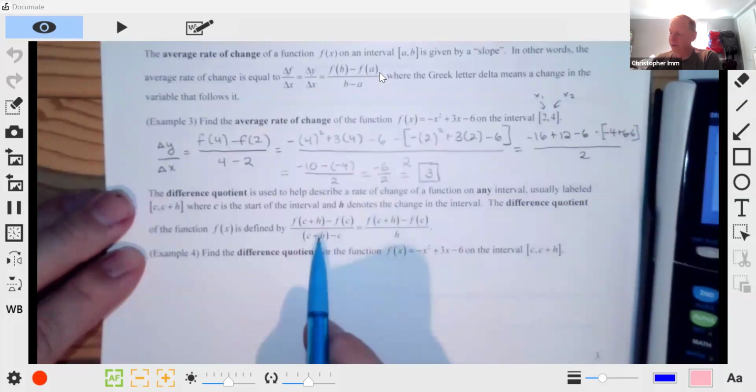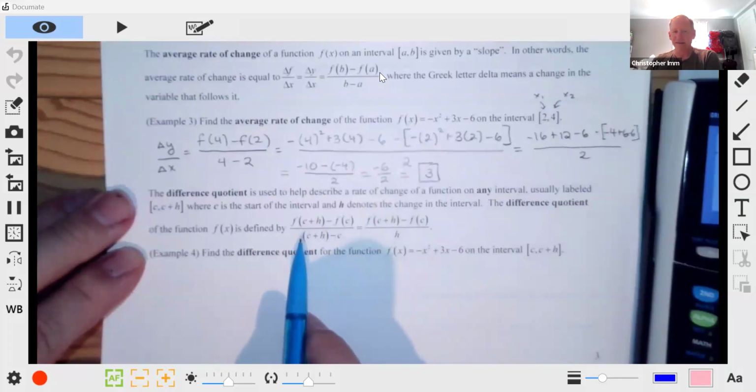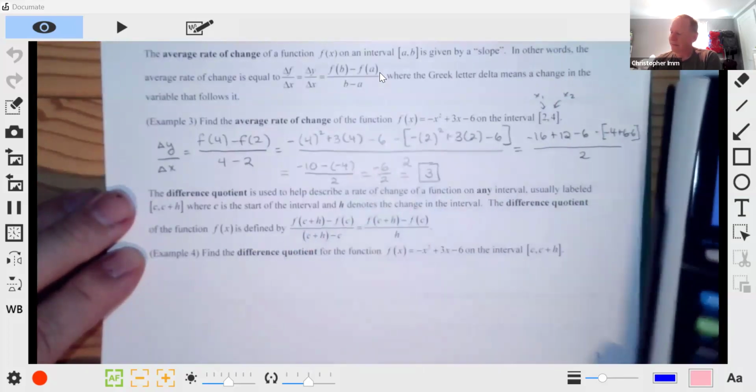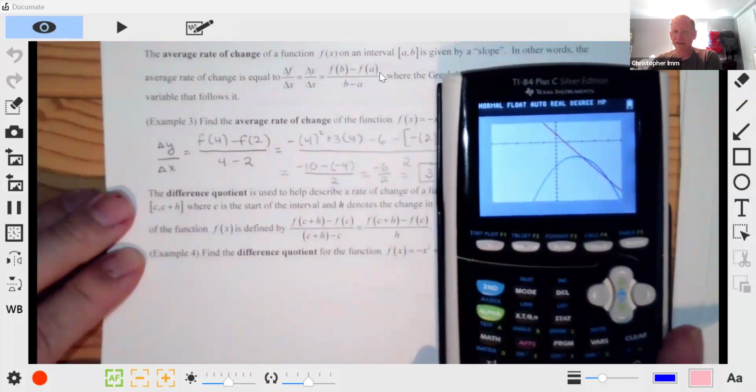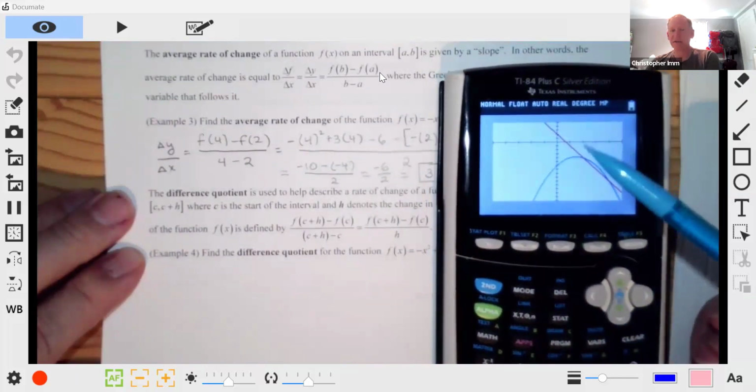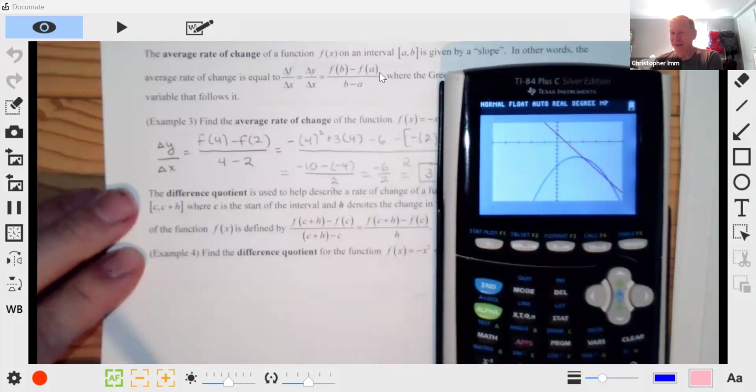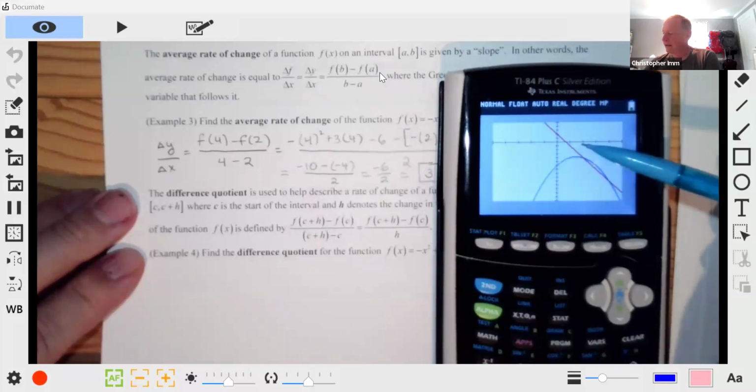And to do that, we're going to be using this formula. So what we're really going to be doing is, if you look at this graph, now I know that this is a little less intuitive, but we're going to be looking at a point C. So C could be there at 2. Let's just pretend it's at 2.